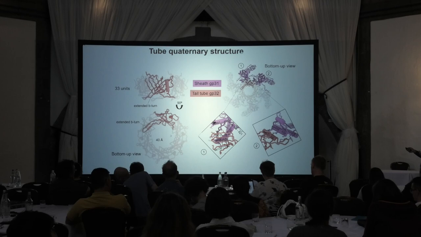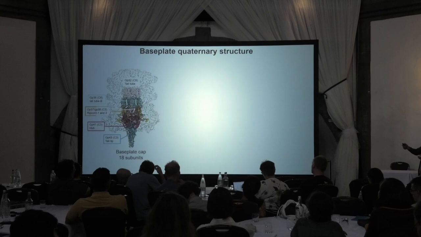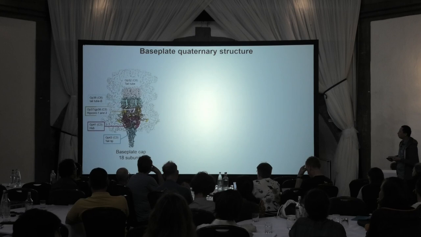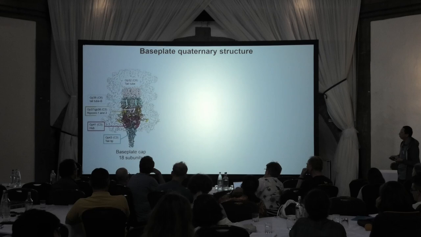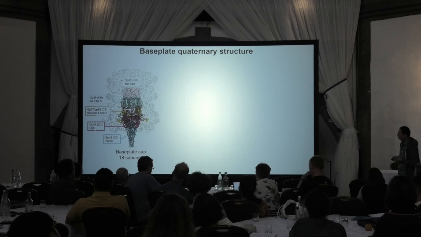Then it's the baseplate structure. We visualize it in three layers, so maybe it's easier to follow. The first layer is the baseplate cap. It has 18 subunits. Right below the tail tube is the tail tube B, this blue one. And then the dimer into trimer of the rigid proteins, called 1 and 2. That is the hub, and it's the peak.